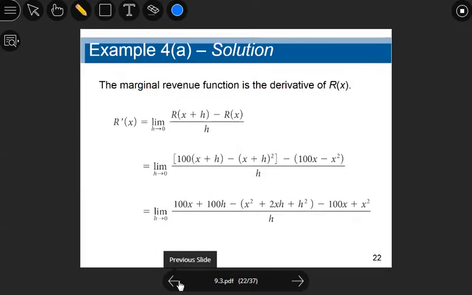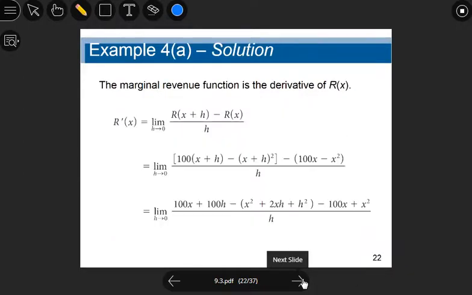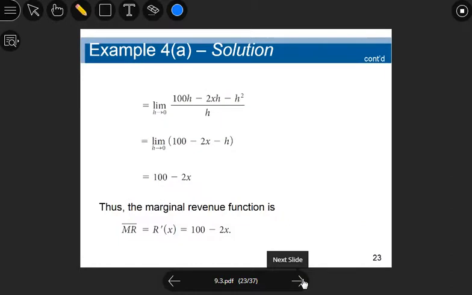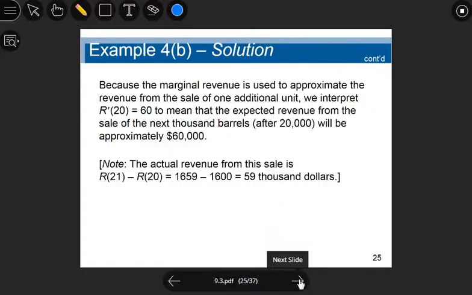And this question in part B is asking to find the marginal revenue when 20,000 barrels are sold, when x is equal to 20. So you need to substitute 20 for this x, so finally it becomes 60. So when 20,000 barrels are sold, marginal revenue is equal to 60. So this is an application of the derivative. Basically we use it to find the velocity, to find the marginal revenue, and to find the slope.